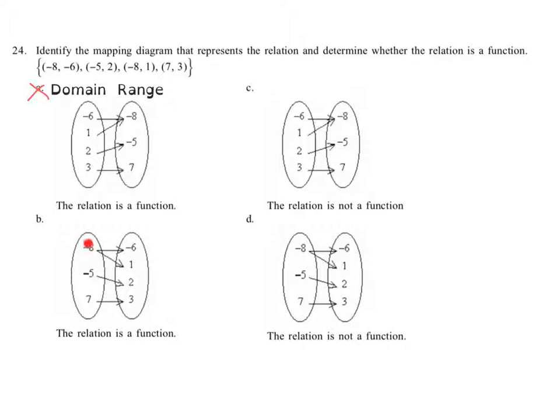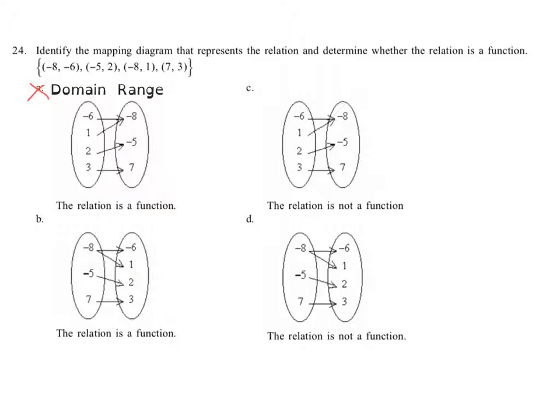-8, yep. -5, yep. -8 not written twice, which is great because you should only write it once if it appears more than once. So that's good. 7, 7. Good. What about for the range? Let's check it. -6, there it is. 2, there it is. 1, there you go. And 3, there it is. So that's what it should look like.